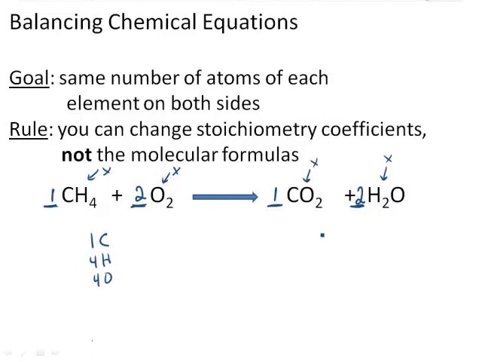On the right side, we have 1 carbon, we have 4 hydrogens, all those in the water, and we also have 4 oxygens, 2 in the CO2 and 2 in the water. So because those are there, it's balanced. That's the idea. Let's do a couple more examples.